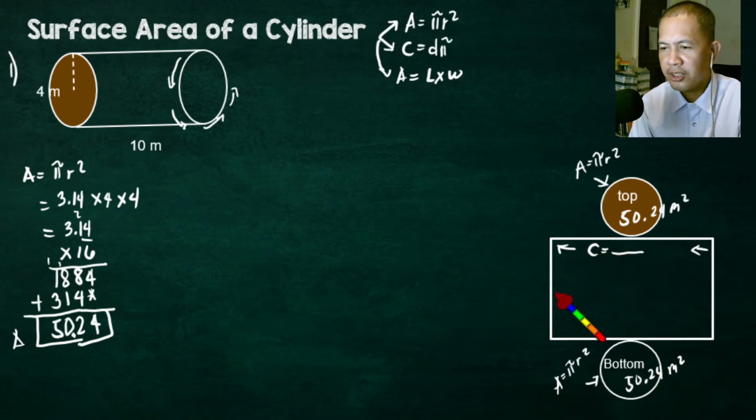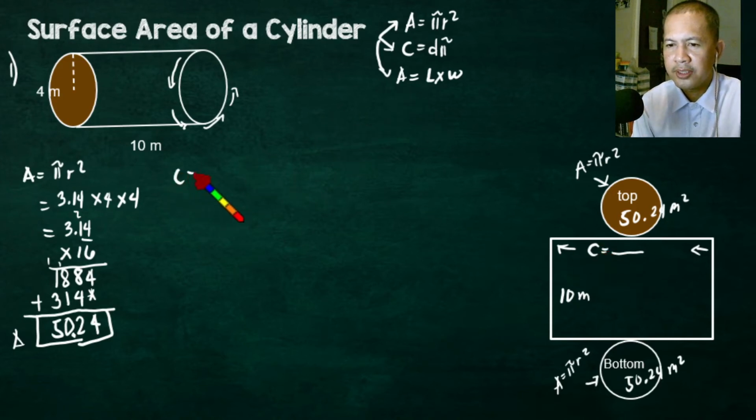Ito, given ito, yung height natin, that is 10 meter. So ito yung hahanapin natin, yung circumference. So, circumference is equal to diameter times ating pi. Ang diameter natin dito is 4, tapos isa pang dire-diretso dito, 4. So 4 and 4, that is 8.